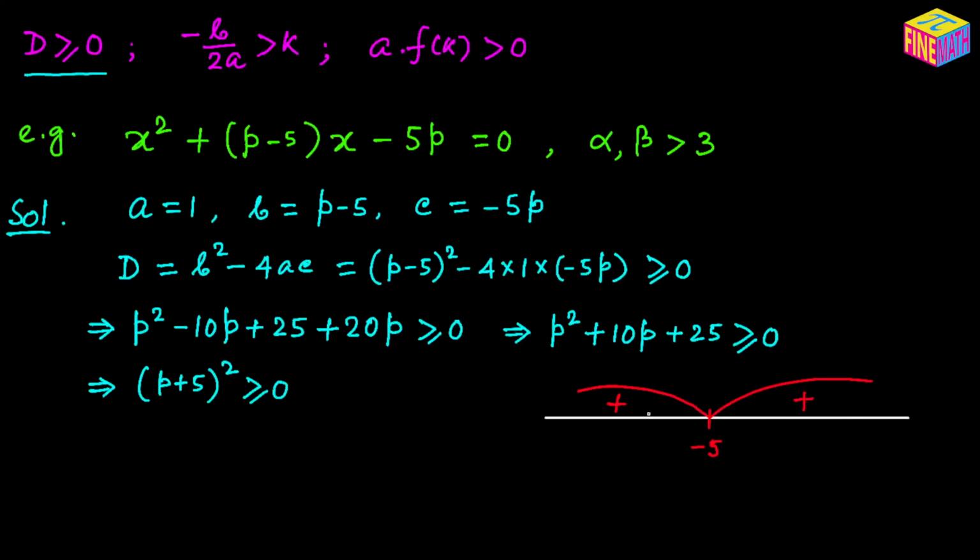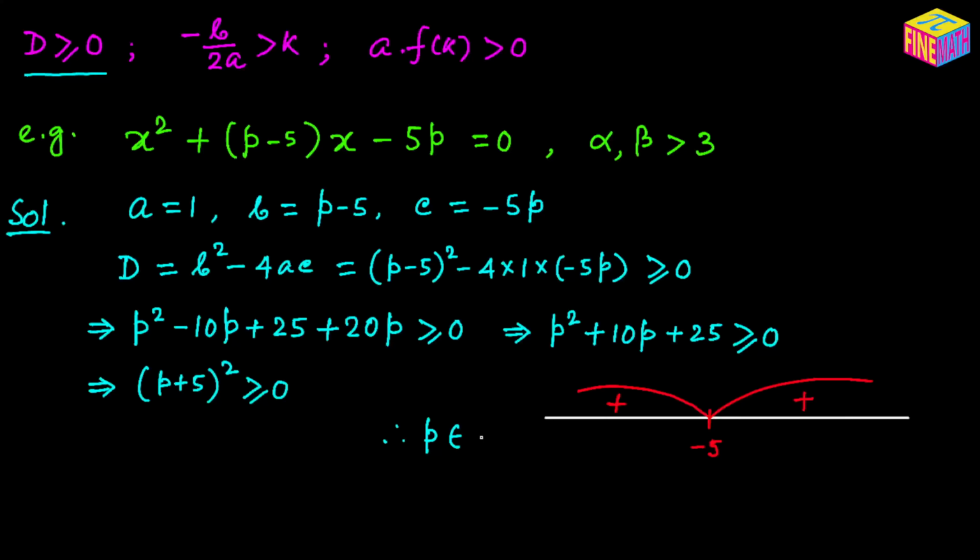If we take any number on the left hand side of negative 5, then also this expression will give us a positive value. So that means we can take any value of p and we will get a positive result out of this (p plus 5) whole square.